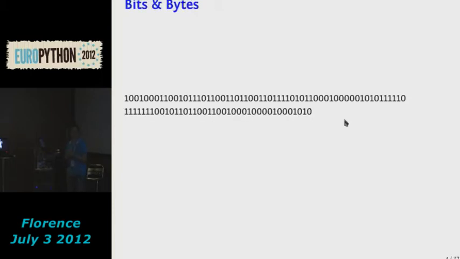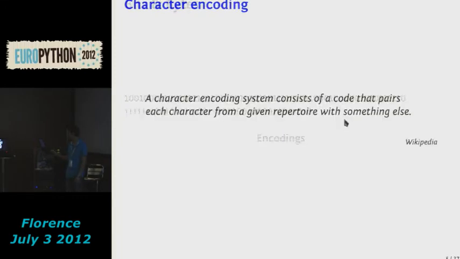Can anyone tell me what this long sequence of bits means? Okay, I guess nobody. The computer can't tell either. As far as the computer is concerned, this is just a series of bits, and this is what the computer actually sees. It doesn't know anything about numbers, strings, Unicode, UTF-8, whatever. This is why we have to tell the computer what this thing is and how to handle it, and this is where encodings kick in.